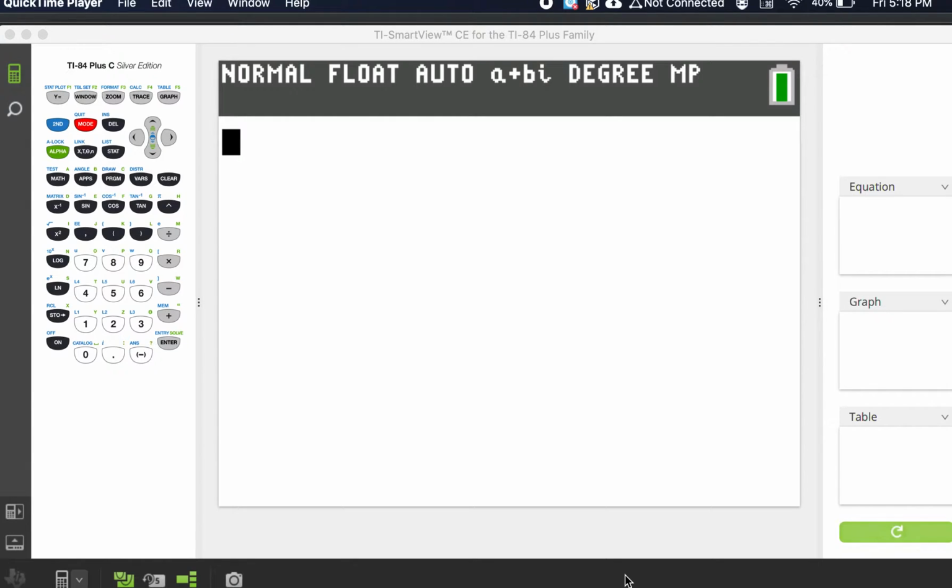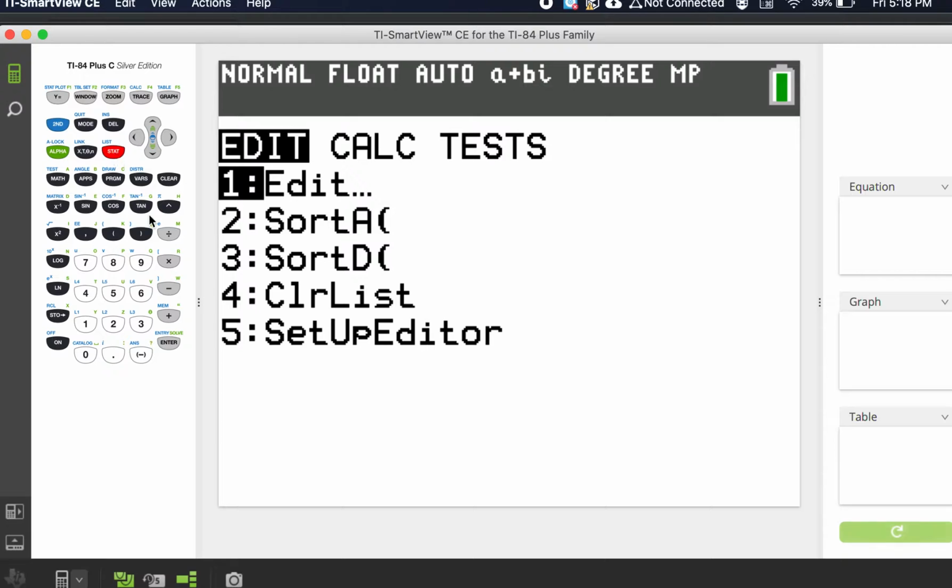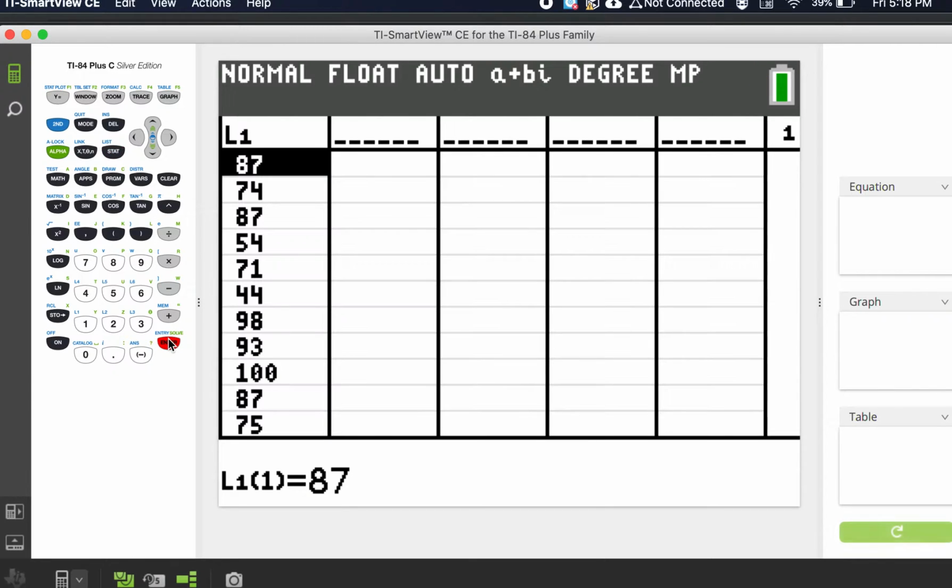All right, we're going to go ahead and find something called outliers by definition today. And so I'm going to go to Stat, and I'm going to go to Edit. We talked about this yesterday. And here are some numbers that I just entered in. They were some test scores. I entered them in to list one.